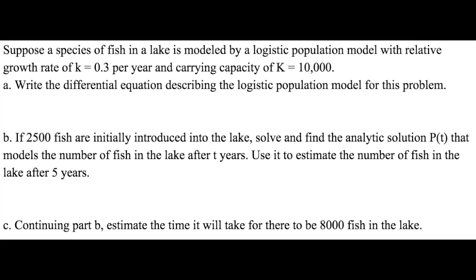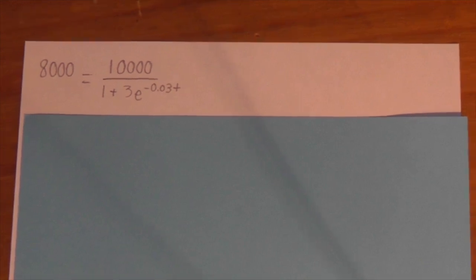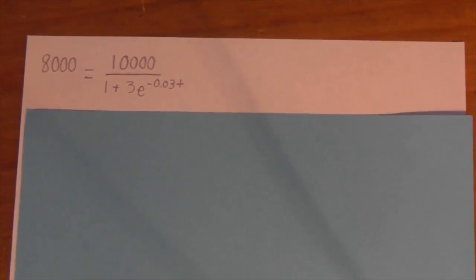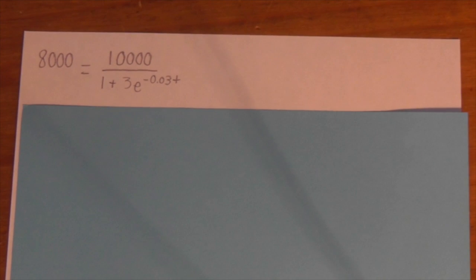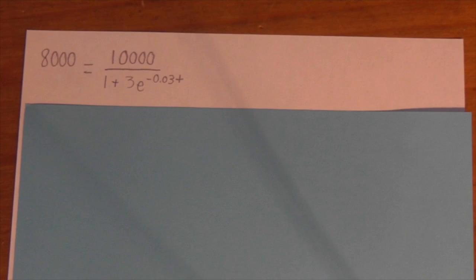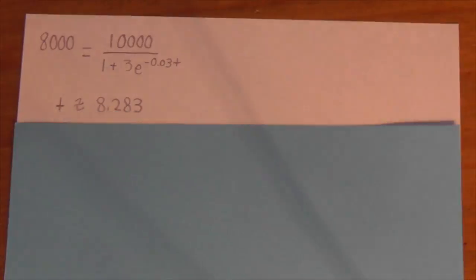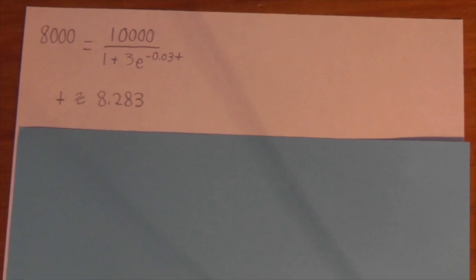Part C of this problem asks us to use the model in Part B and find the time it will take for there to be 8,000 fish in the lake. We can set up our equation as 8,000 equals 10,000 over 1 plus 3e to the negative 0.3t. With a graphing calculator, you can plug this equation in and solve for t. You'll get an answer of t equals about 8.283 years.